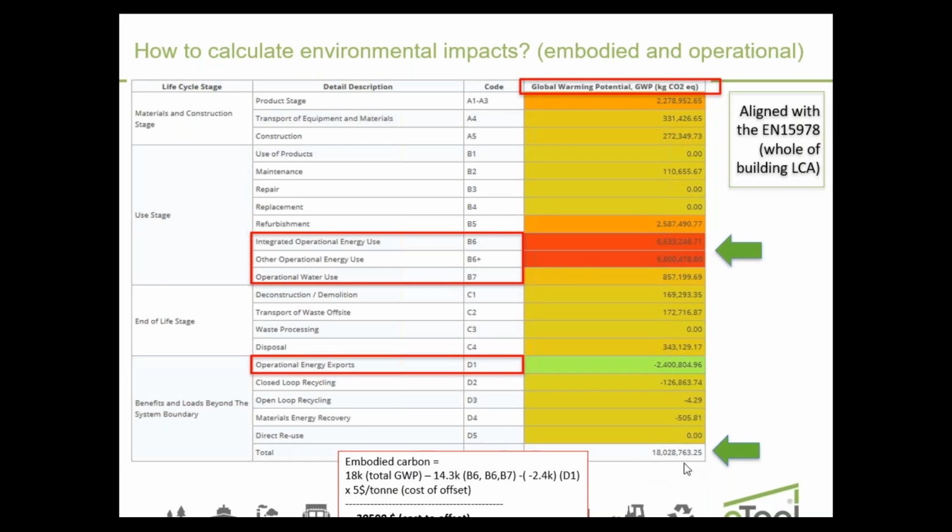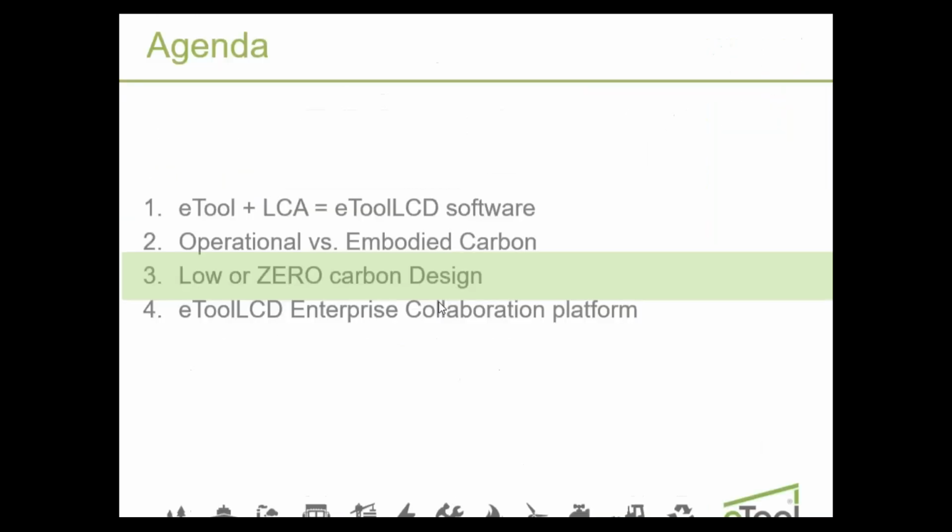So you would need to deduct operational carbon from total and multiply it by the cost of offset. Current cost is between $5 to $100 per ton, and this specific building would, for example, need to purchase about $30,000 of offsets to become carbon neutral.